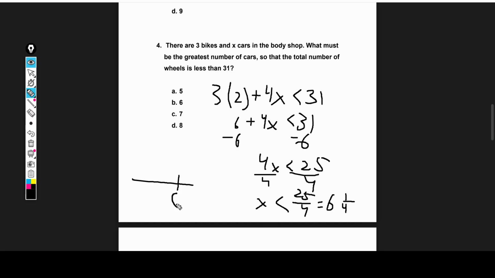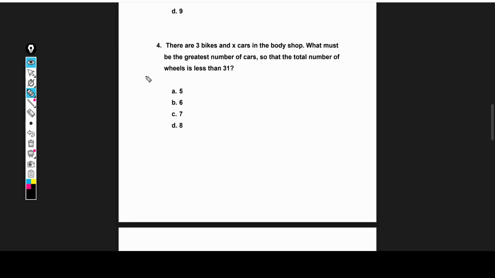If you want to draw a number line, 6 is right here, and 6 and 1/4 is right here, and 5 is about here. So the greatest whole number less than this would be 6. And if you want to plug it in to see if that's correct: 3 bikes, that's 6 wheels, plus 6 cars, and each of the 6 cars has 4 wheels, so we multiply and get 24 wheels, and that's equal to 30. And 30 is indeed less than 31, so it seems that we have gotten a valid solution.